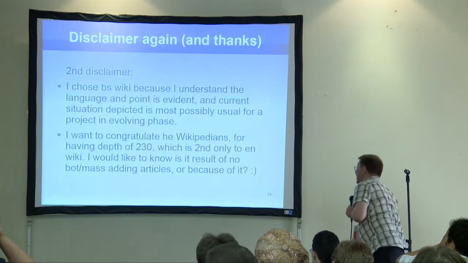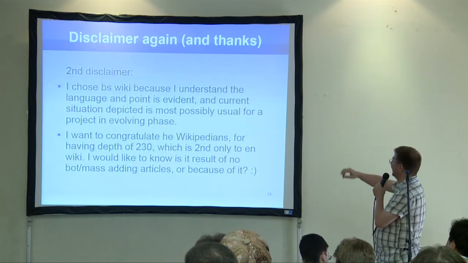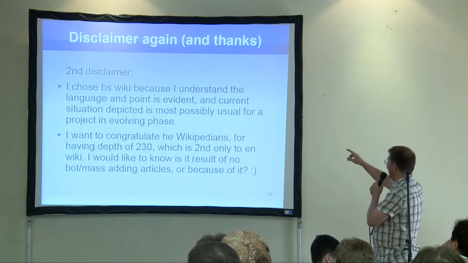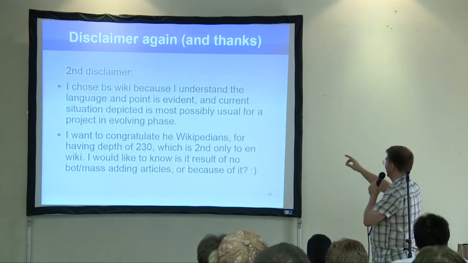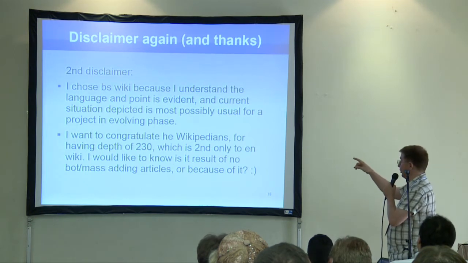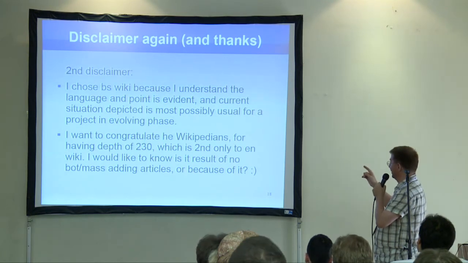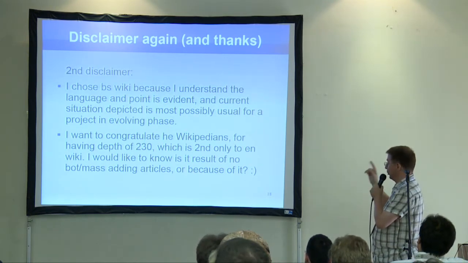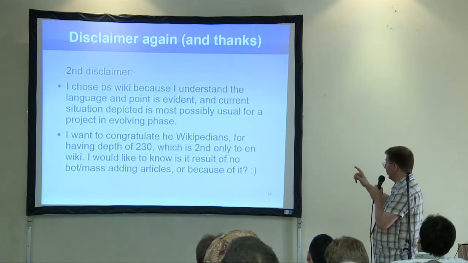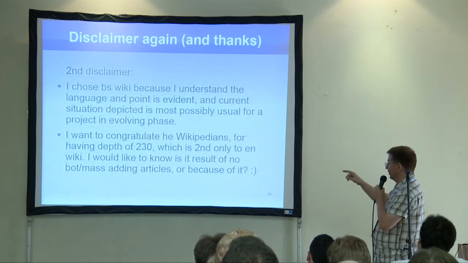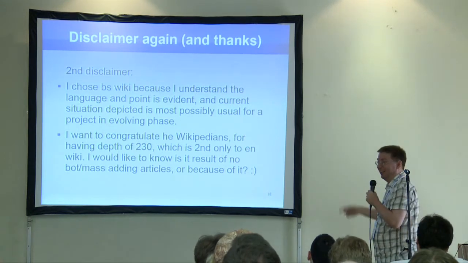Okay. Two slides more. Disclaimer again, second disclaimer. I chose this wiki because I understand the language and the point is evident, and the current situation depicted is most possibly usual for a project in an evolving phase. I want to congratulate Hebrew Wikipedians for having a depth of 230, which is second only to English Wikipedia, which is of course first. I would like to know whether the result is because of bot mass-adding of articles or despite it. I heard one answer in the meantime.